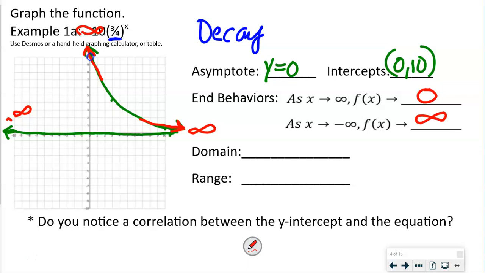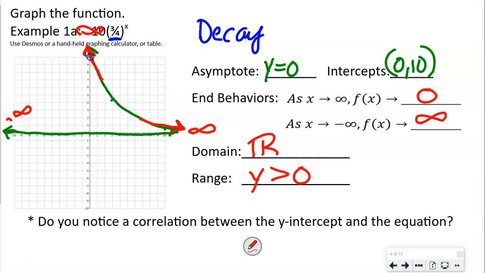Now when we talk about domain, notice our x's are going to keep going to the left and to the right. So our domain is going to be all real numbers. And then our range, notice what's happening with our range. Our range is only above the x-axis, or y is equal to 0. So our range is going to be y is greater than 0.